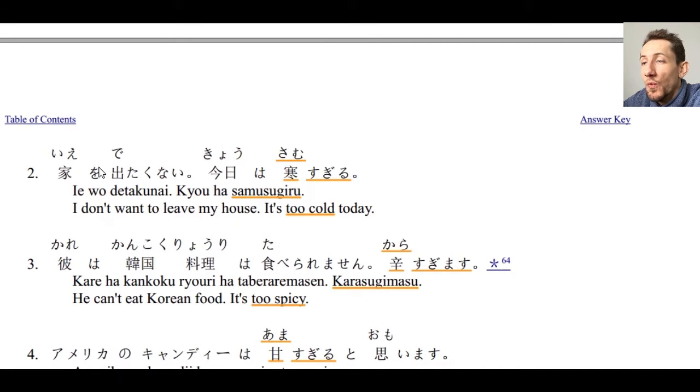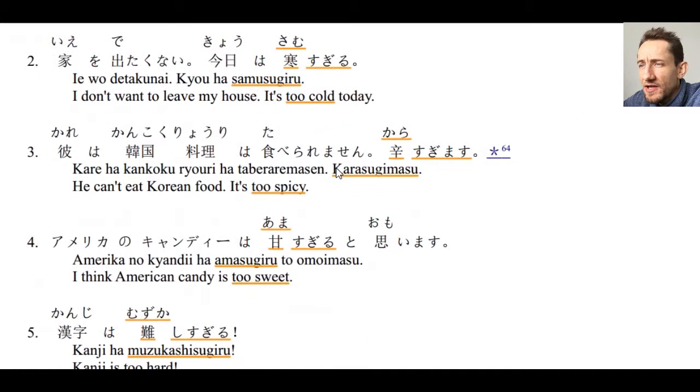家, we use を to connect. 家を出る, to leave the house. I don't want to leave the house. 今日は寒すぎる. Today is too cold. So please notice we're using 寒い to describe the weather. 今日は寒すぎる. Number 3, 彼は韓国料理は食べられません。辛すぎます。So 辛い, spicy, 辛すぎます.